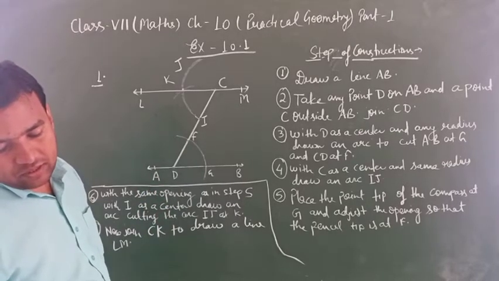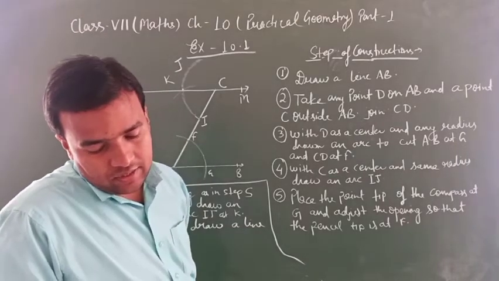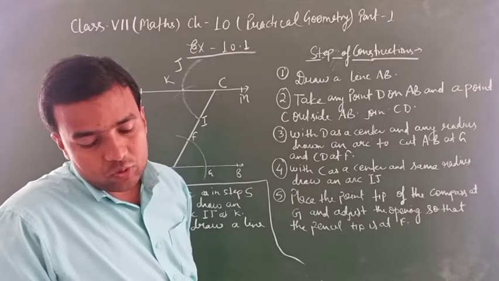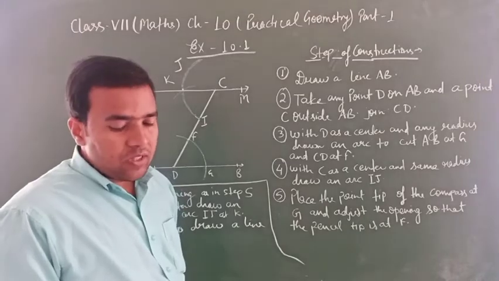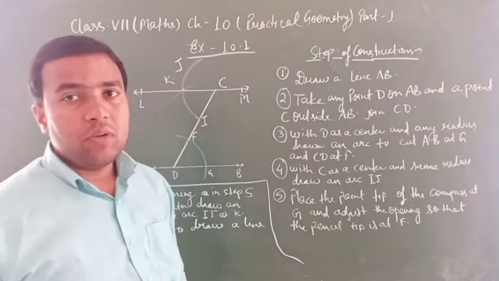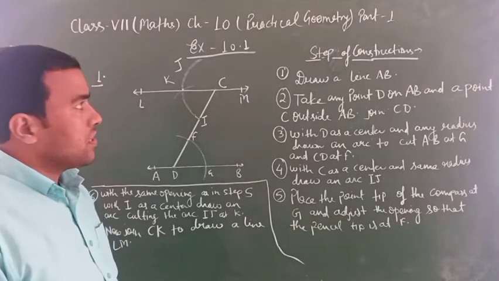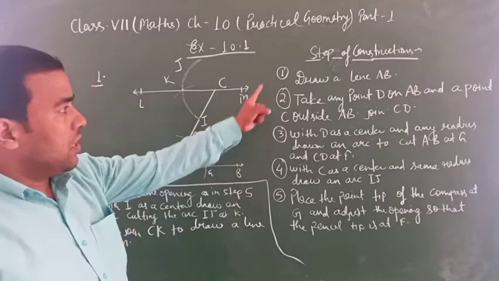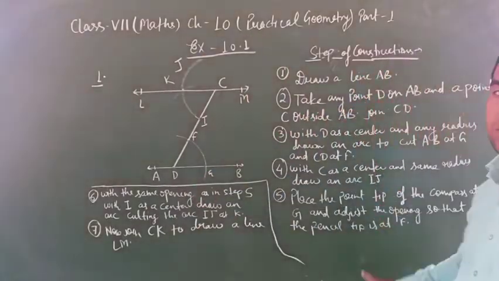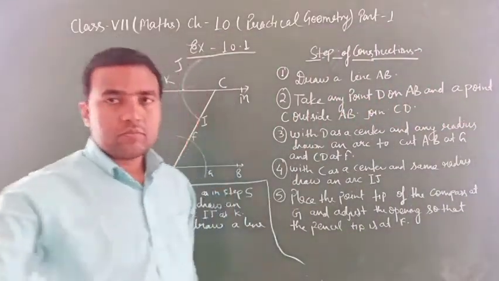Clear? Suppose in question number 2 we can see: draw a line L, draw a perpendicular to L at any point on L. On this perpendicular choose a point X 4 cm away from L. Through X draw a line M parallel to L. So this figure only we will say. Clear? I will tell you the figure, but the construction you can write. See, like this you will write the construction. Figure, then steps of construction, like this you will write on the copy. Clear?